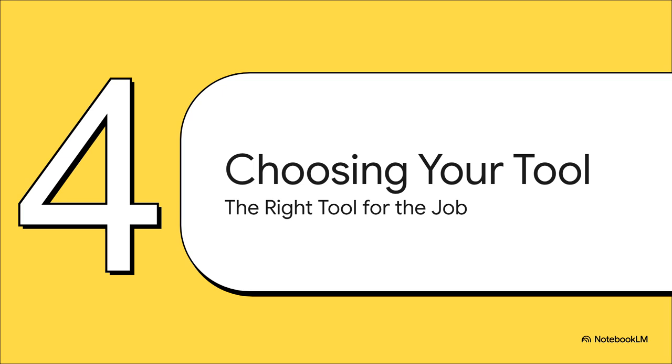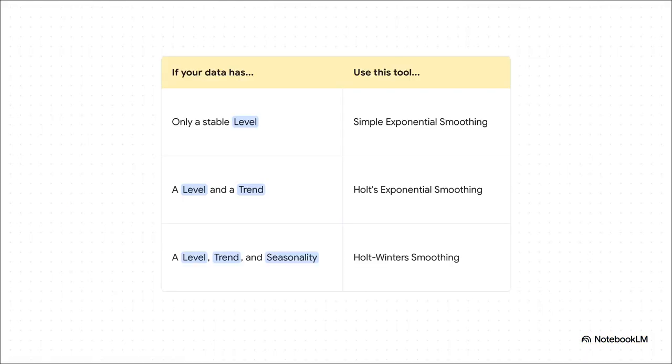Okay, so we've just covered 3 really powerful tools, but the big question is, how do you know which one to use? Well, the answer is actually pretty simple. You just let the data tell you what to do. This table lays it all out. Your first step, always, is just to look at your data. If it's basically flat with some random noise, simple smoothing is your friend. If you see a clear upward or downward slope, you're going to need Holt's to capture that trend. And if you see both a trend and a repeating pattern, like those holiday sales, then you bring out the big gun, the full Holt-Winters model.